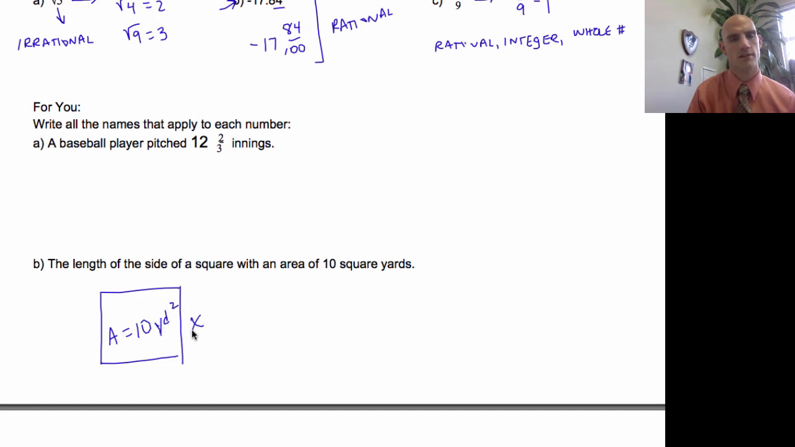And so the side lengths we don't know. So we could set it up as like area equals x squared. So is that one rational, irrational, whole, integer?